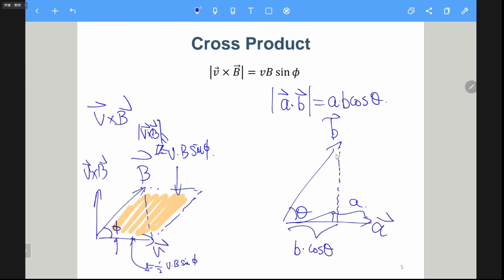So which is like B with the direction parallel to A, and then multiply them together. So this is the area of the parallelogram bounded by these two vectors.